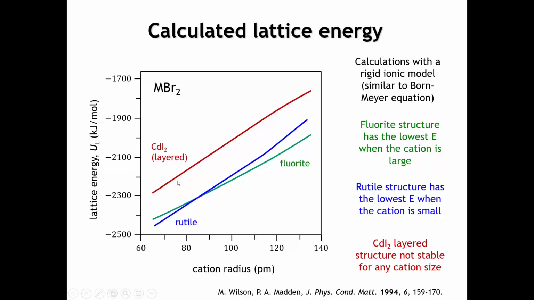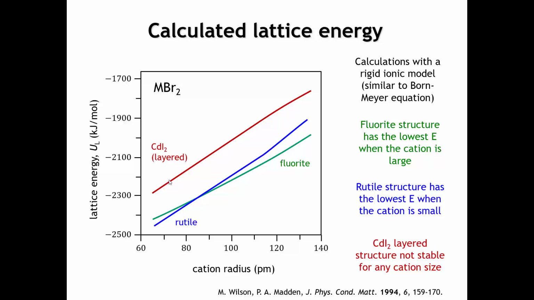We notice that these layered structures are always significantly higher in energy. And it's not hard to imagine the reason for that, because all of them have the same number of cations per anion, right? Half as many cations as the anions. But in the cadmium iodide structure, we have put all of the cations into layers. So we have not maximized the separations of the cations. And those shorter cation-cation distances are going to lead to more repulsive interactions that lead to a less negative lattice energy.